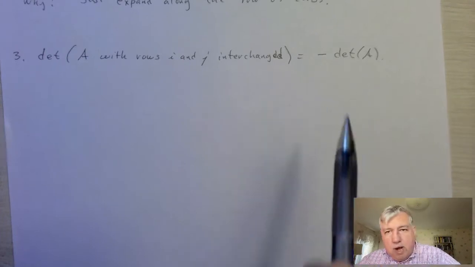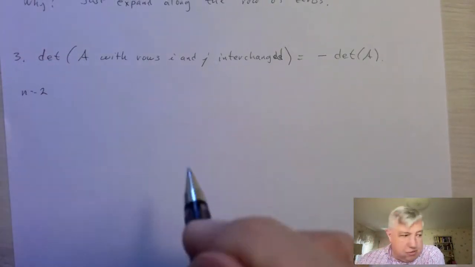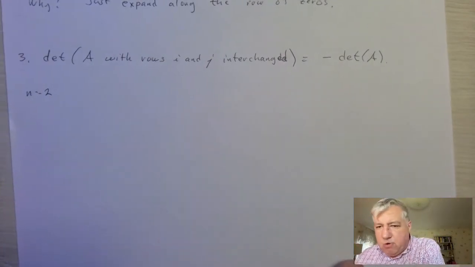Okay, why is that? Well, let's first look at the case of n equals 2. That's the easiest. We'll skip n equals 1 because there's really no point in talking about that.